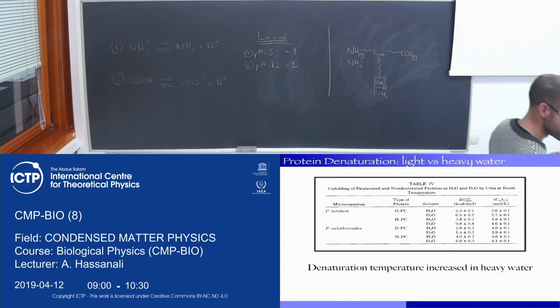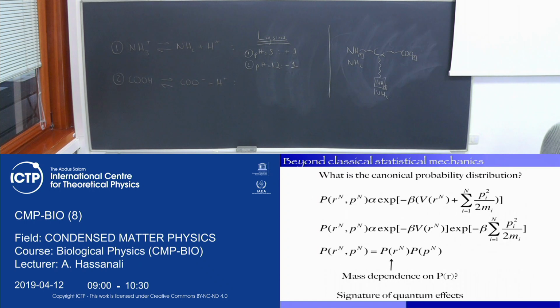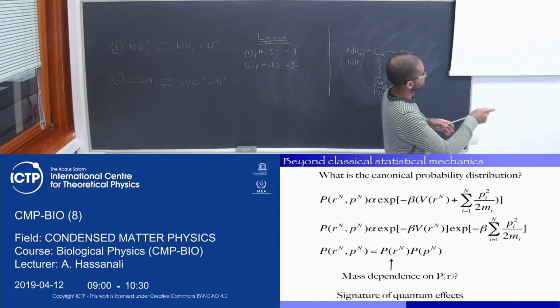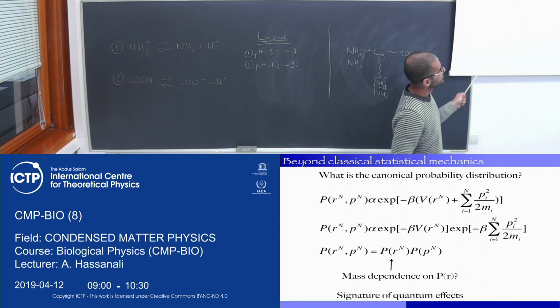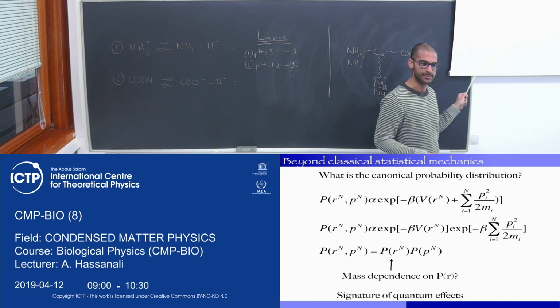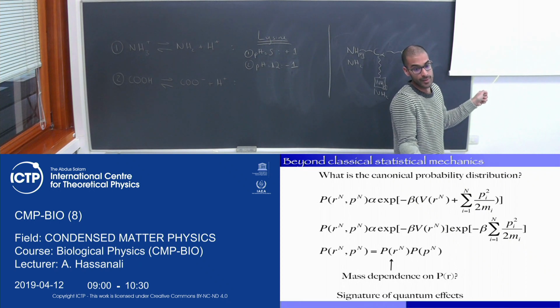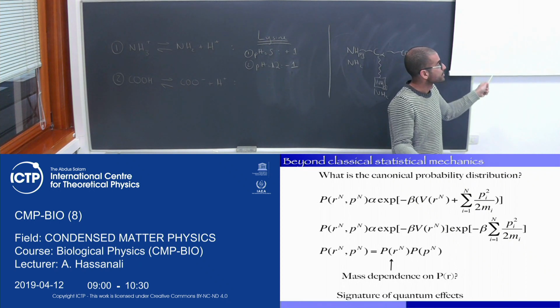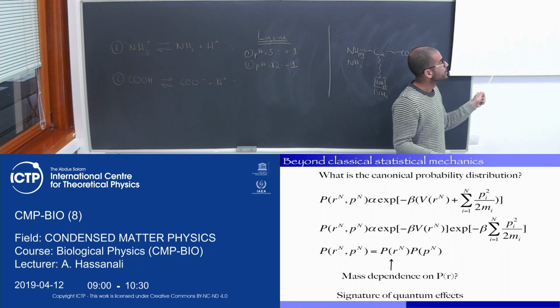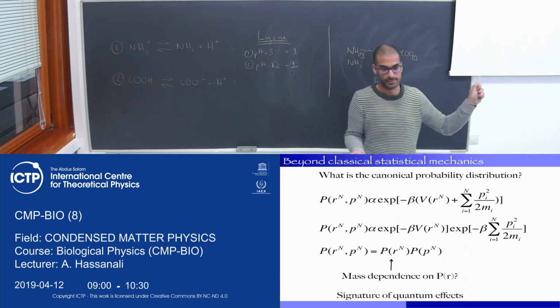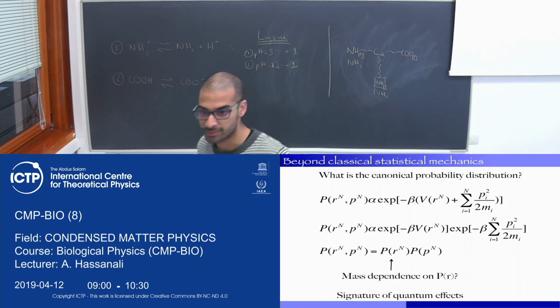Okay? Now, okay, so this is why it's surprising. There's something changing here, the secondary structure, for example, of your protein, which depends on this. This configurational property is changing, but this configurational property has nothing to do with the mass. It just depends on the potential. So why? Why is it changing?